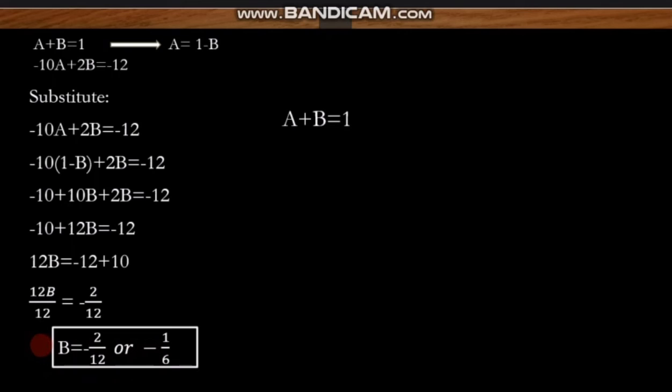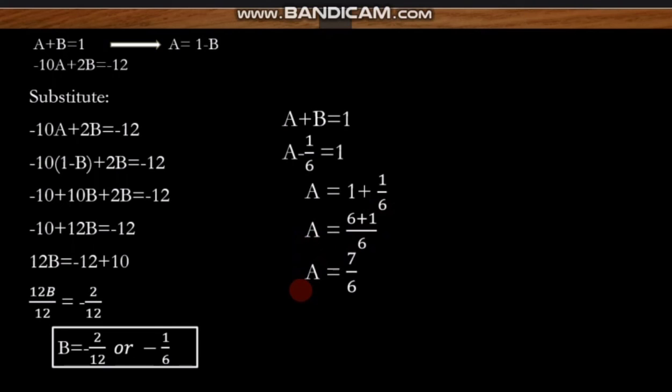Since we have the value of B, we can now solve the value of A using the first equation, which is A plus B equals 1. Substitute the value of B, which is negative 1 over 6. And then transpose negative 1 over 6, which will become positive 1 over 6. Then simplify. So our value of A is equal to 7 over 6.